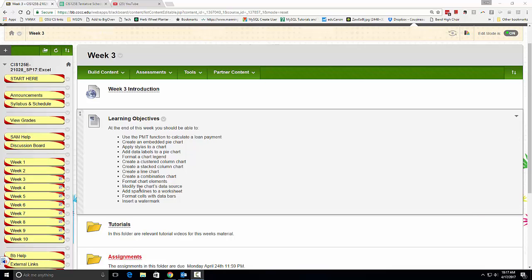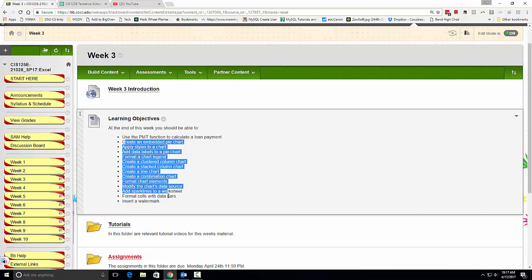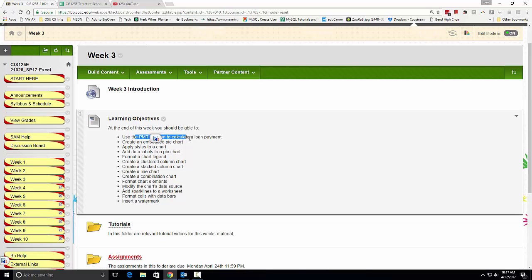This week we're going to move on to chapter or module 4. Here are the learning objectives. For the most part, it is all about charting. They do throw in the payment function at the very beginning, so you're going to want to make sure you understand how to use that.